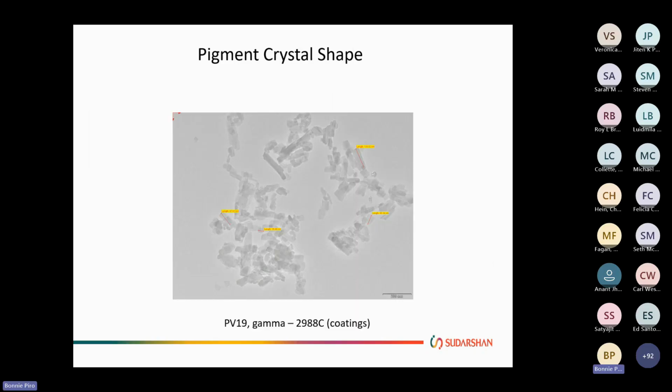From a crystal shape, this is a coatings developed type of product. And so the crystal shape is a thicker rod-shaped area. Most of it is on the shorter end, so it looks like a sort of barrel type of shape.